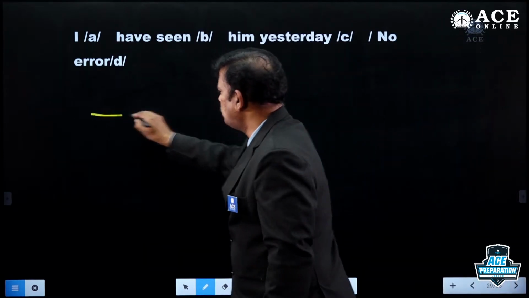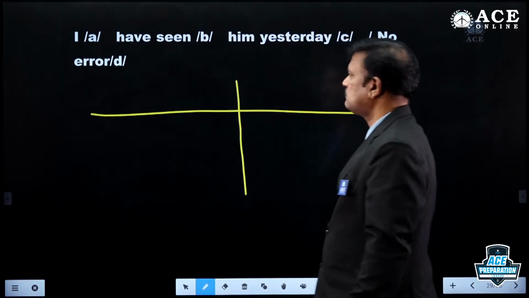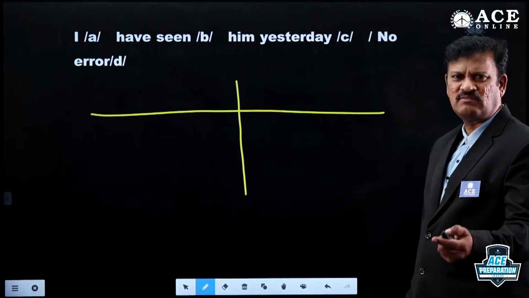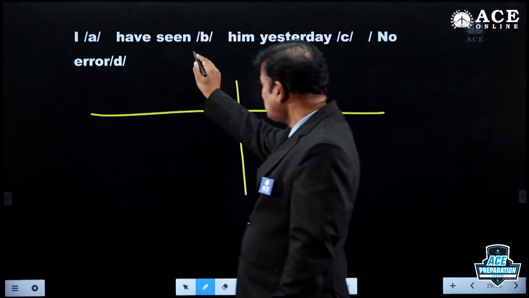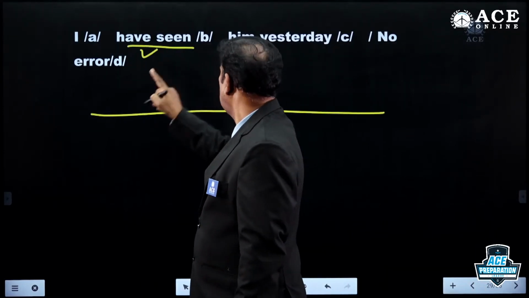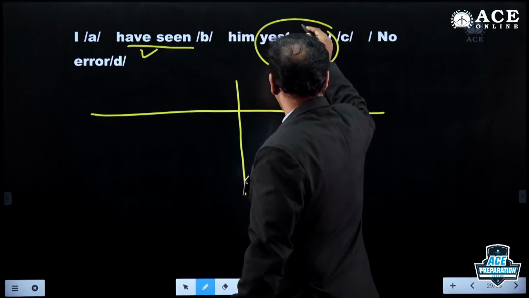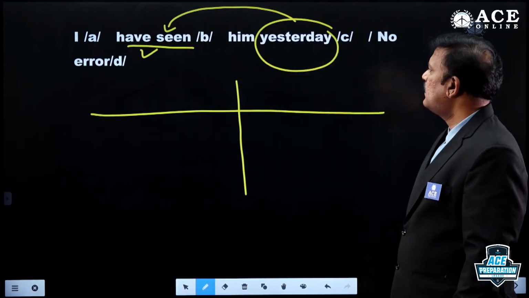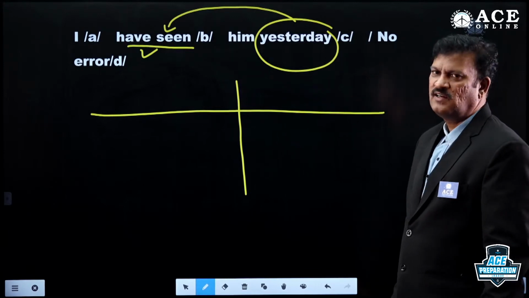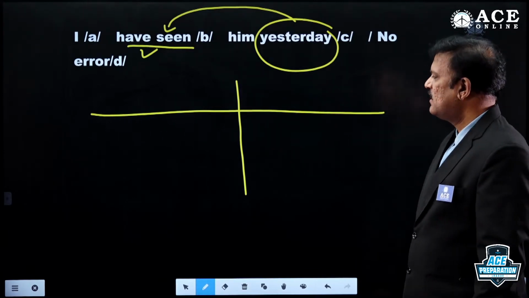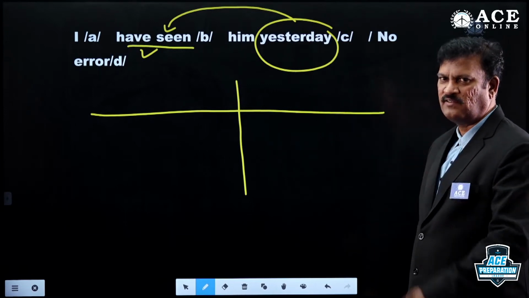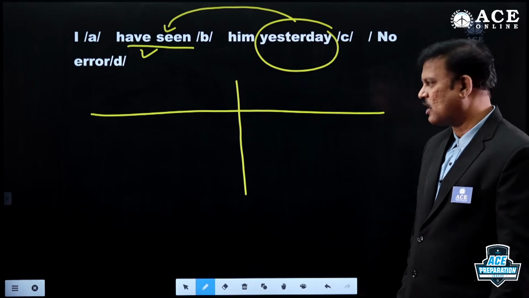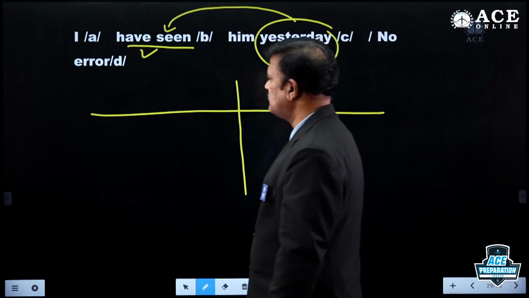I think you should give me the answer for this. I have seen him yesterday. Right? Simple question, simple statement, simple sentence. This is the verb and this is the time indicator. Give me the answer. I have seen him yesterday. Give me the answer, guys. I'm just waiting and expecting one wrong answer from you. Let me see how many of you guys are going to give me a wrong answer and how many of you are going to give me a correct answer.